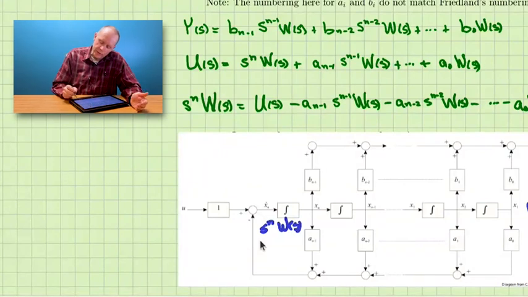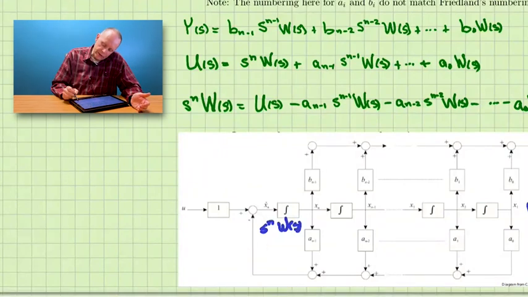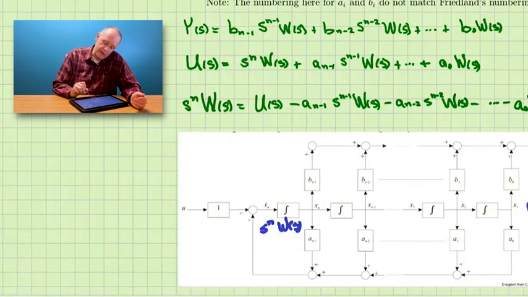And then what we do is we assign this W(s) to be the first state variable, and the next one on the other side of the integrator is sW(s), and you keep going all the way out until you run out of integrators. And you'll have n integrators if it's an nth order state equation.